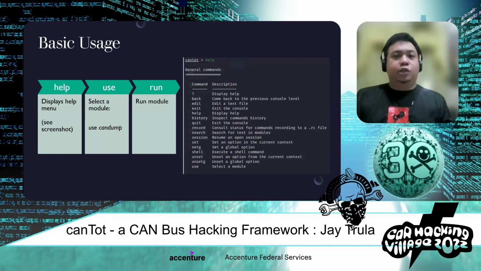So for the basic usage of canTot, there are three commands that are easy to be familiar with. You've got help, which gives you a couple of commands for working with canTot, and then you also have use, just like when you call a Metasploit module. So when you want to use a module, you just type use and then the module name. So take, for example, use canDom. And then if you want to run the module, you can just type the command run. But there are also options, which I'll be showing later on.